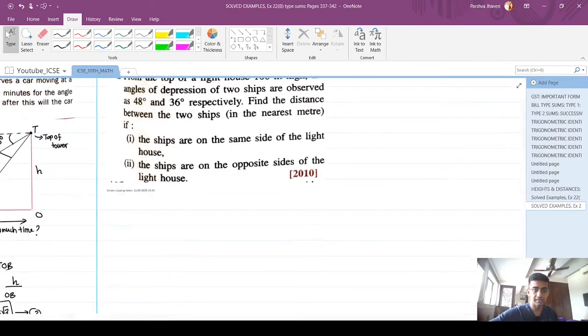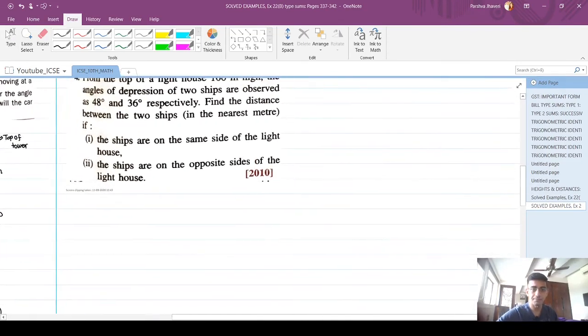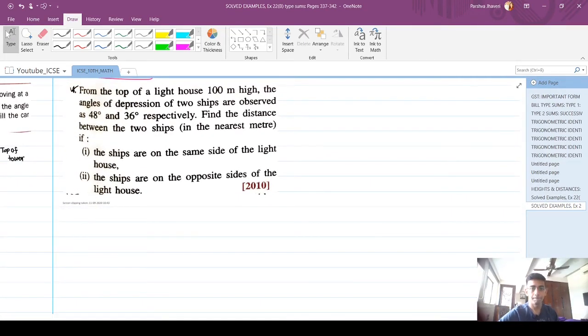This was a sum that was given in ICSE. From the top of the lighthouse, 100 meters high, the angles of depression of two ships are observed to be 48 and 36 degrees respectively. Find the distance between the two ships to the nearest meter.